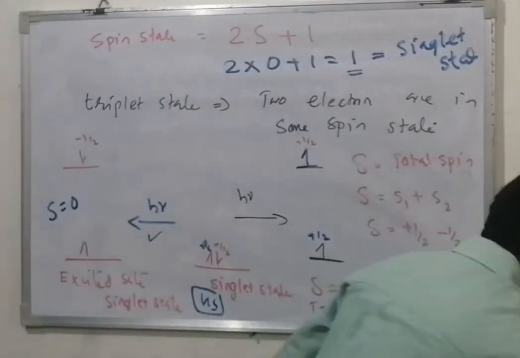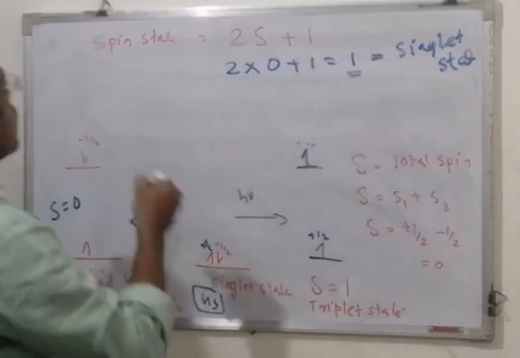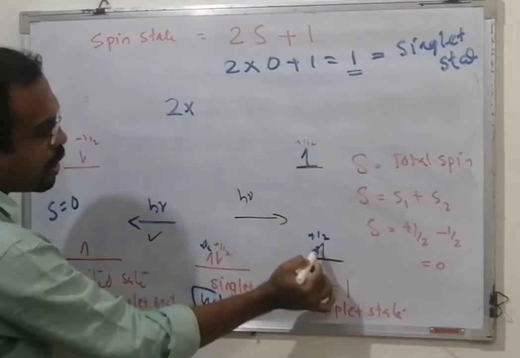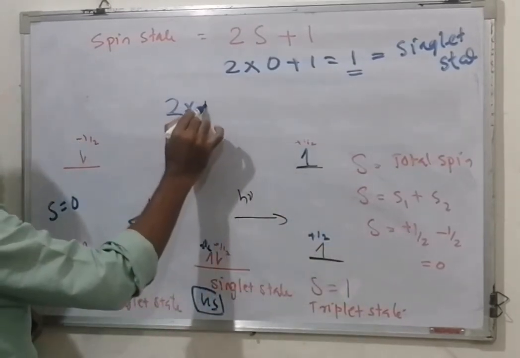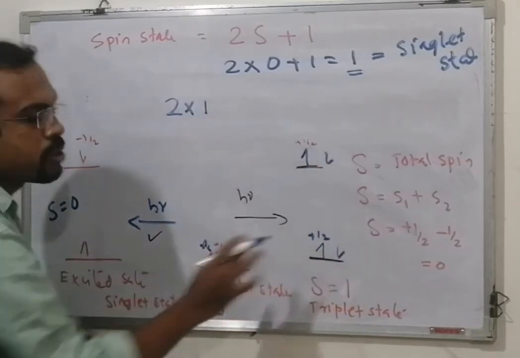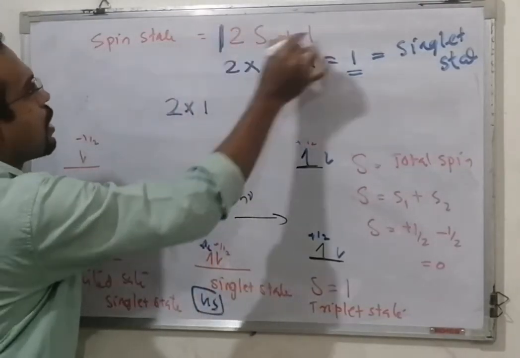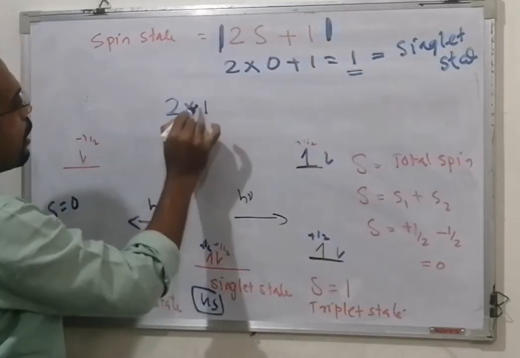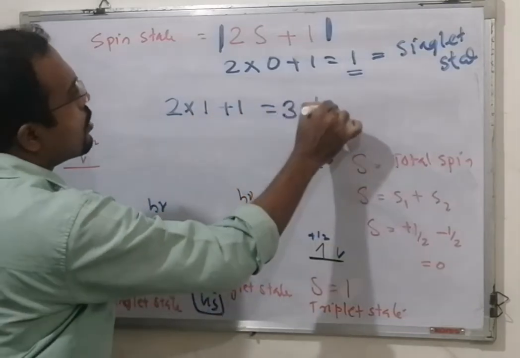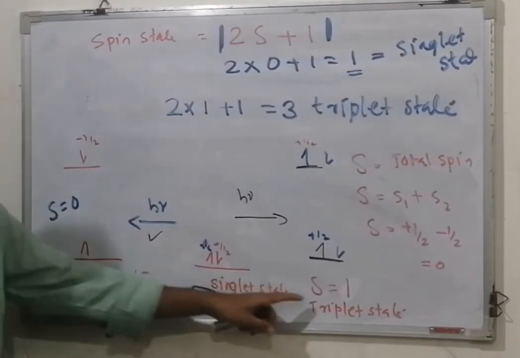The spin state will be triplet when, in 2S plus 1, the total spin is 1, because this is also plus, this is also plus. Suppose it is a minus sign. This is also 1, because we take only the magnitude in this calculation. If you have a minus sign, no problem. If S is 1, then 2S plus 1 is 3. That is called a triplet state.